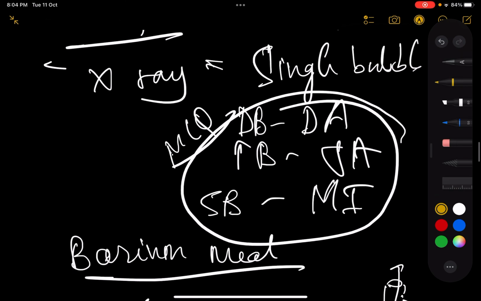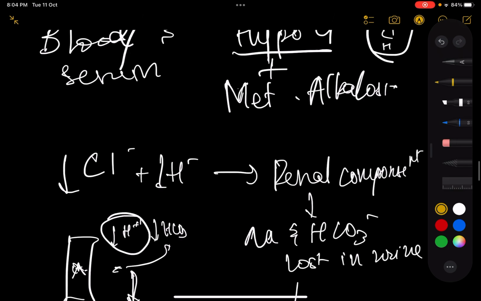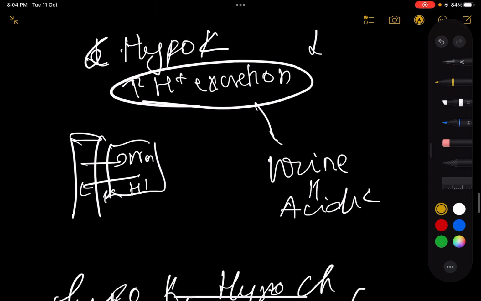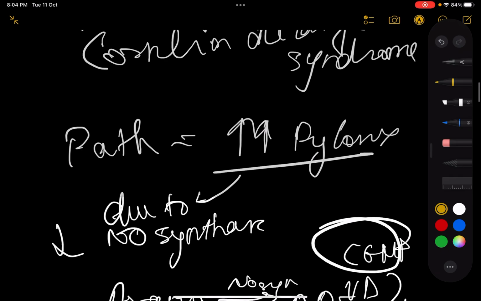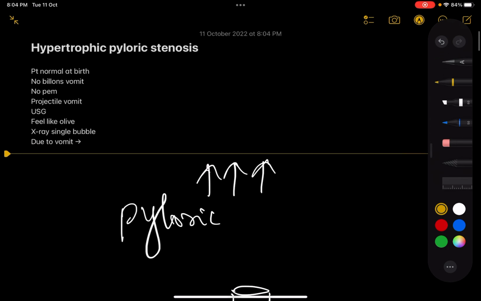And obviously there's going to be bicarbonate loss, but because of the aldosterone mechanism, as you can see here, the aldosterone is causing excretion of H plus ions, so the urine becomes acidic. So this is paradoxical aciduria. I think that is it about hypertrophic pyloric stenosis. Thank you very much.